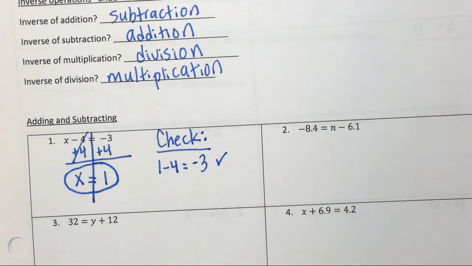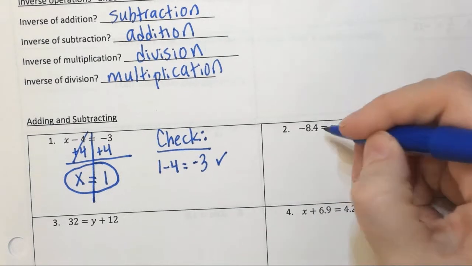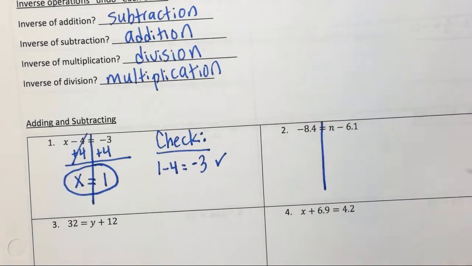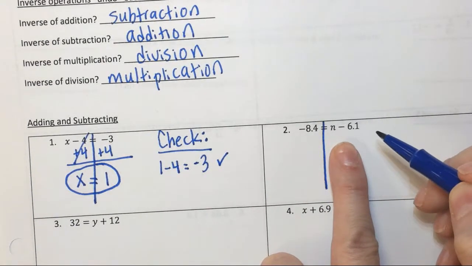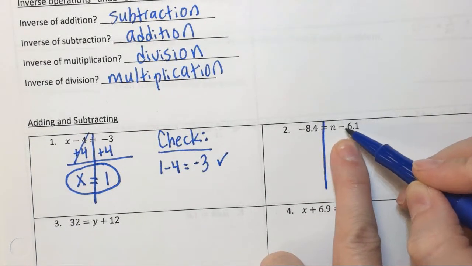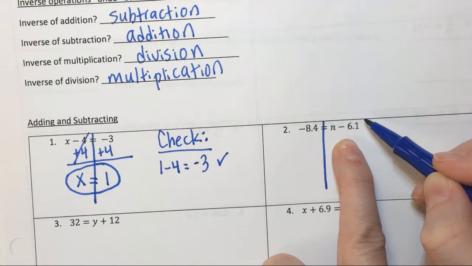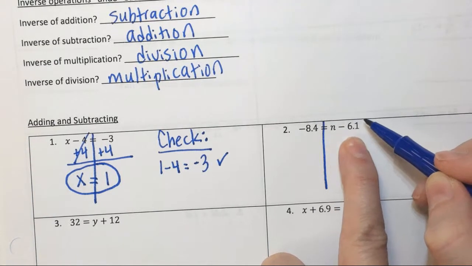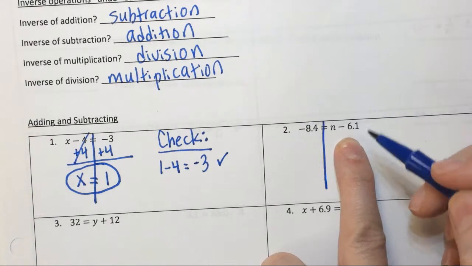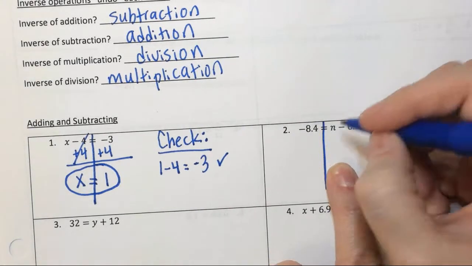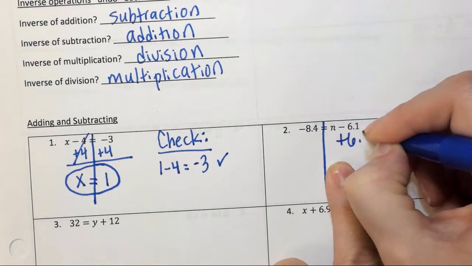Okay, look at number 2. Remember, you're not working ahead of me. First, I'm going to draw the line where my equal sign is. This time I see the variable is on the right side. So I've got to get rid of the number that's on the same side as the variable. So on the same side as the variable, I have minus 6.1. Right, I'll do the opposite. The opposite of subtracting is adding.